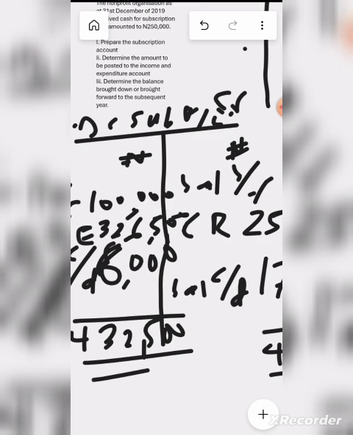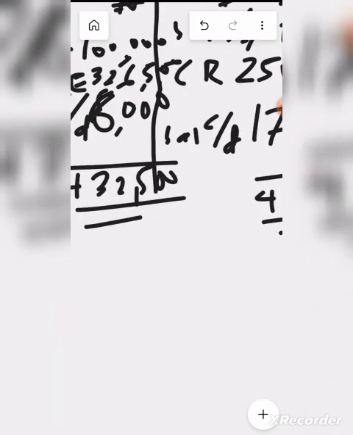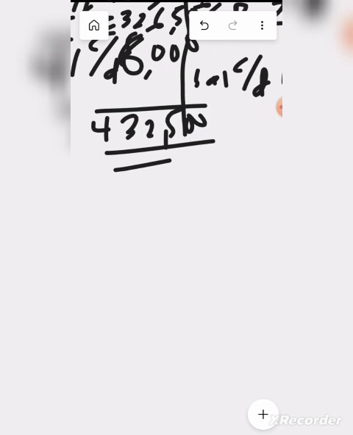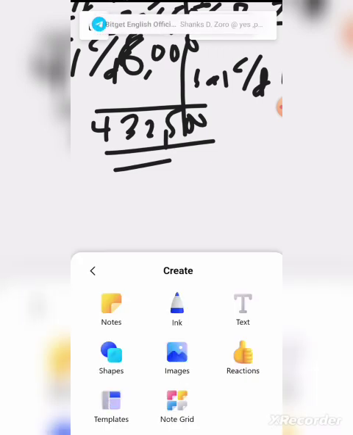So for the first question that says we should prepare the subscription account, we are able to do that. This is how you're going to prepare the subscription account. Then number two said that we should determine the amount to post to the income and expenditure account. So the sum of 326,500 naira will be posted to the income and expenditure account. Since it is on the debit side of the subscription account, this is how we're going to post it to go down to the credit side of the income and expenditure account.